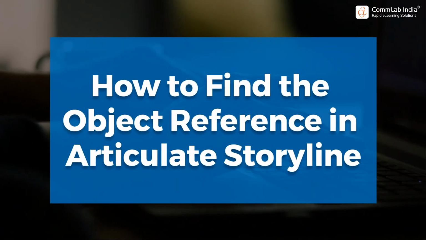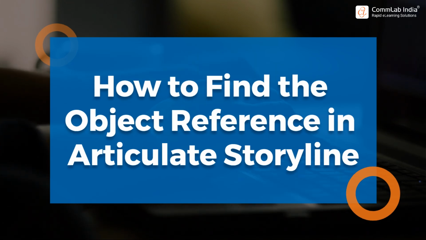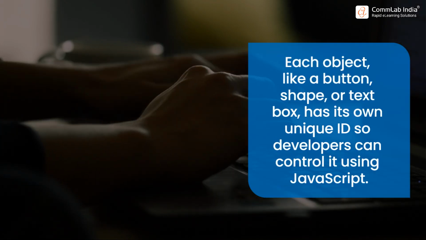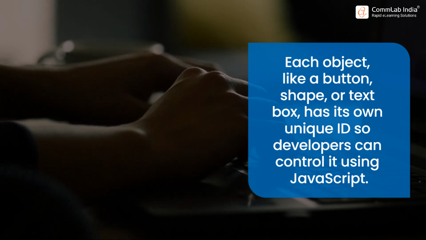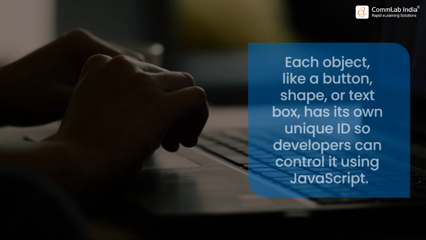Hello! In this video, you'll learn how to find the object reference in Articulate Storyline 360. In Storyline 360, each object has a unique object ID. These IDs allow developers to interact with elements such as buttons, shapes, or text boxes using JavaScript.